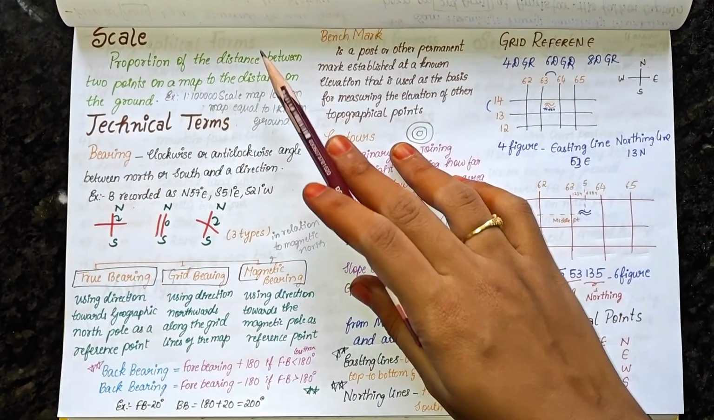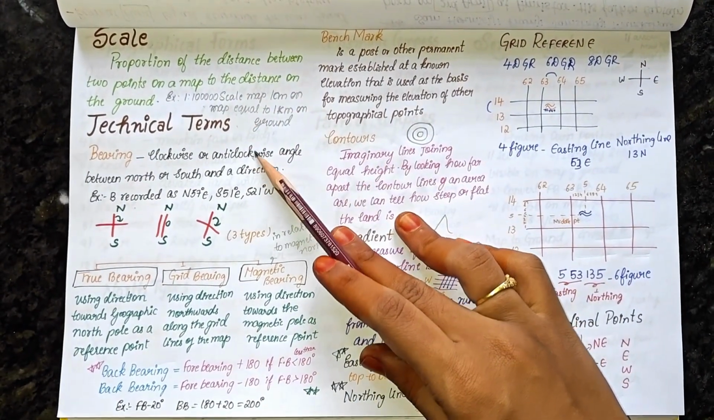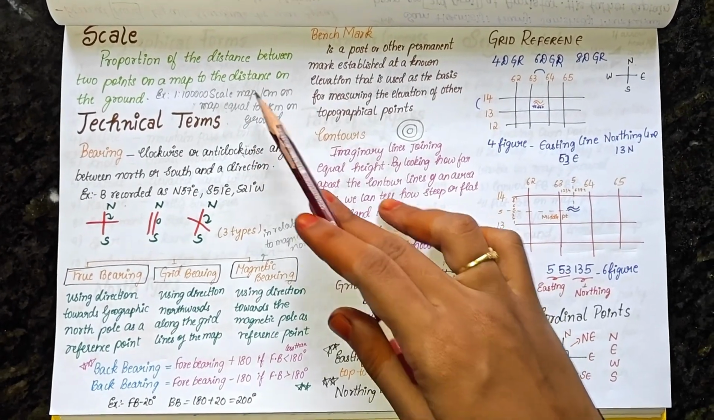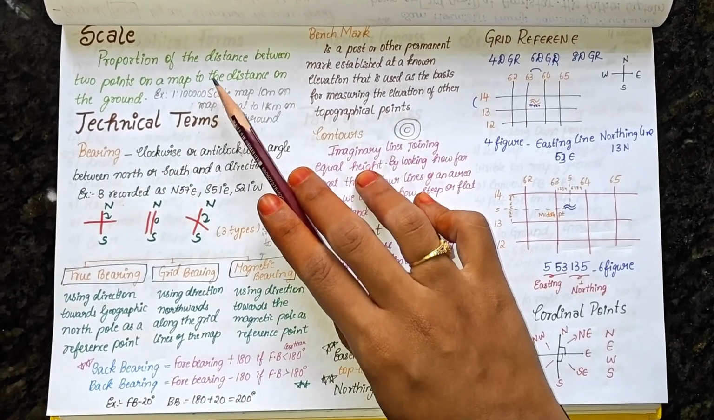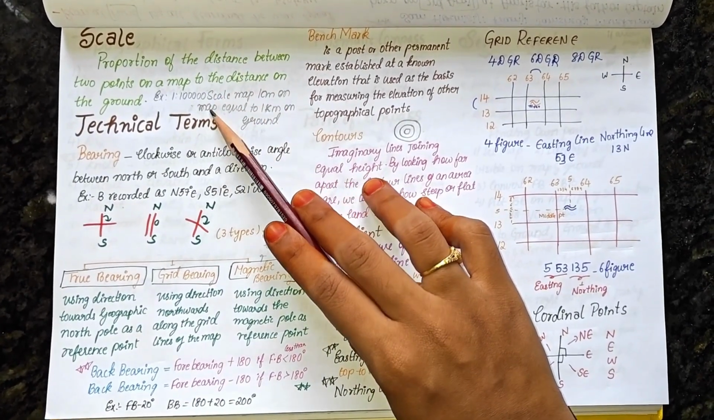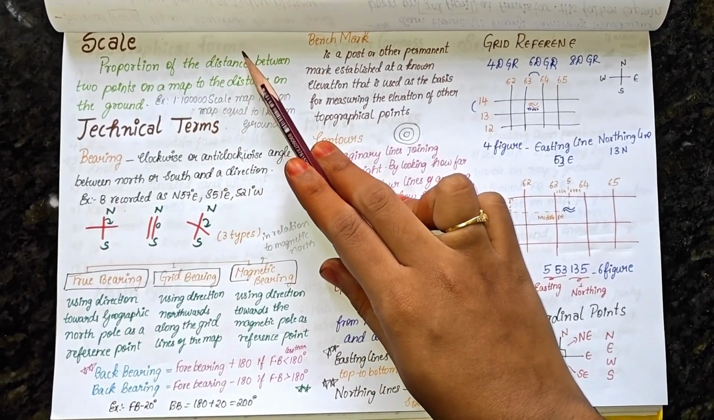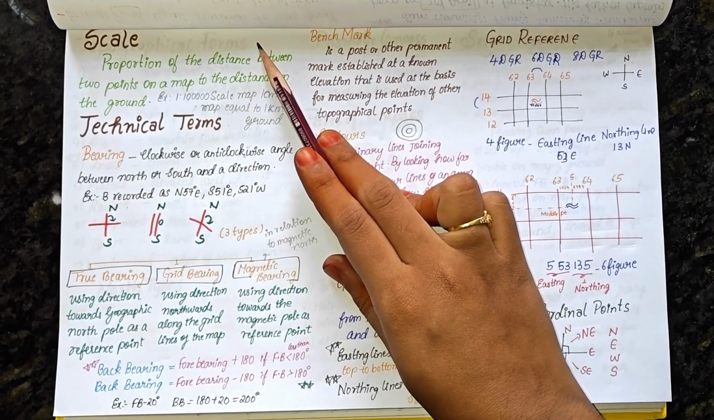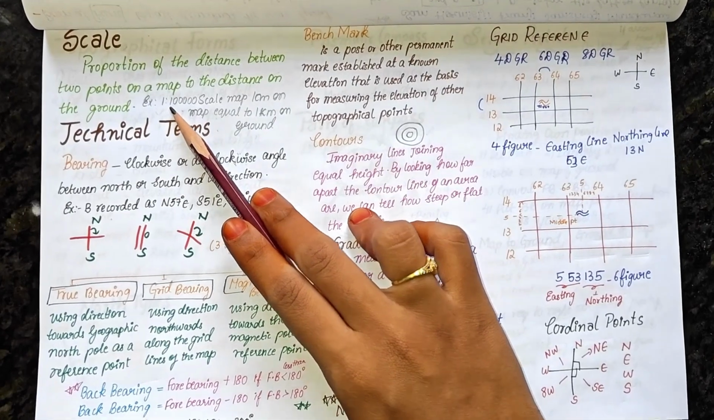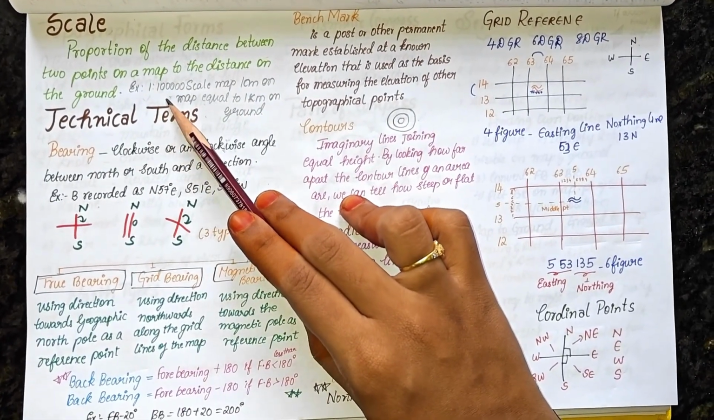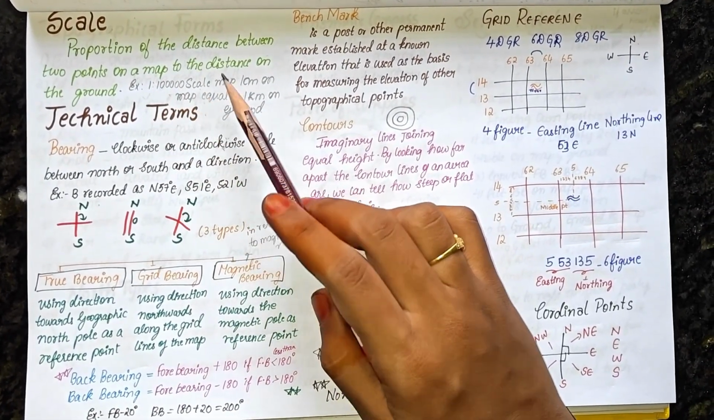Next, we discuss the scale and the technical terms associated with map reading. So, what is a scale? A scale is the proportion of the distance between 2 points on a map to the distance on the ground. So, on scale, the question will definitely be asked in the exam based on this example. See here, example: 1:1 lakh scale map.